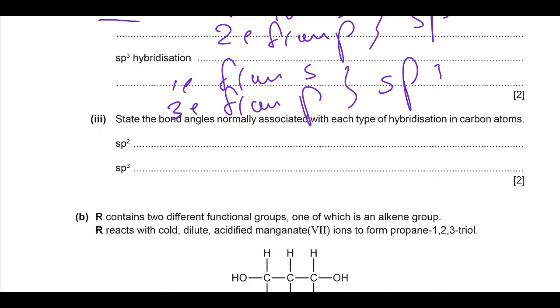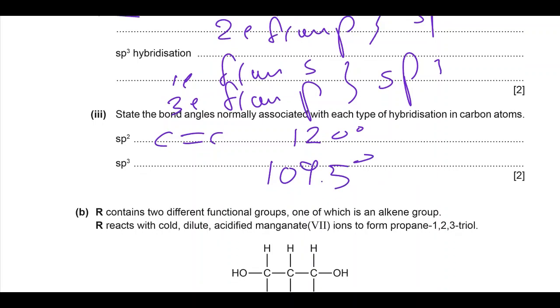sp2 always you will find it where? In a double bond. In the double bond the angle is 120. And sp3 you have in the alkane in general, because each carbon is bonded with four sigma bonds, so the angle is 109.5 degrees.